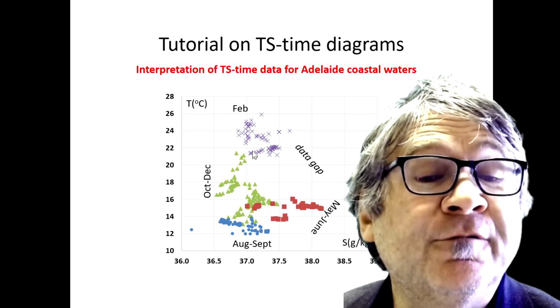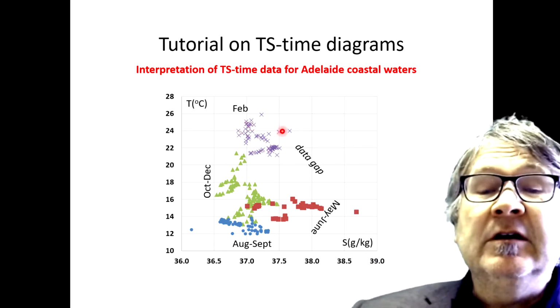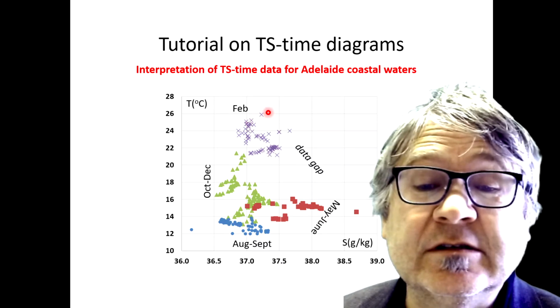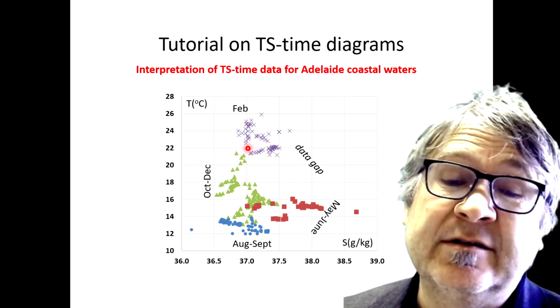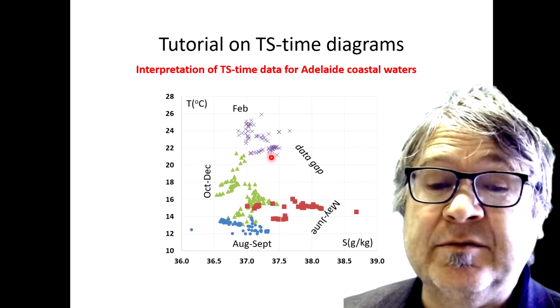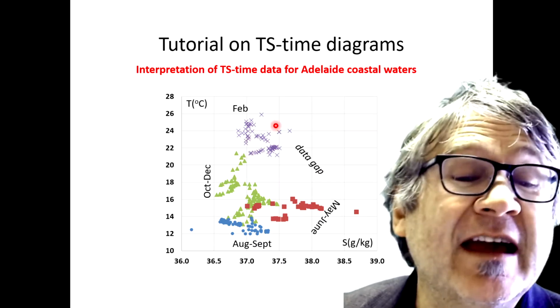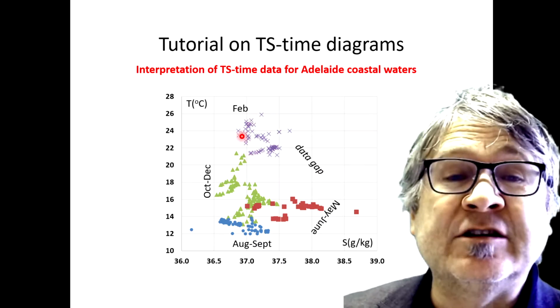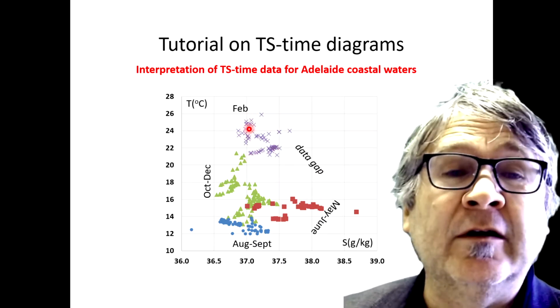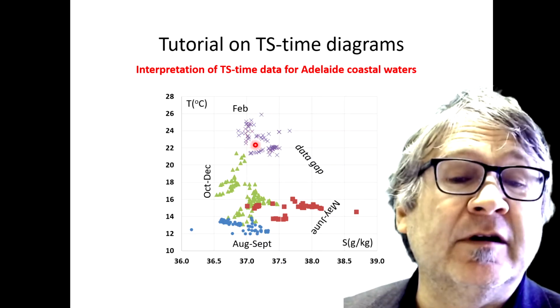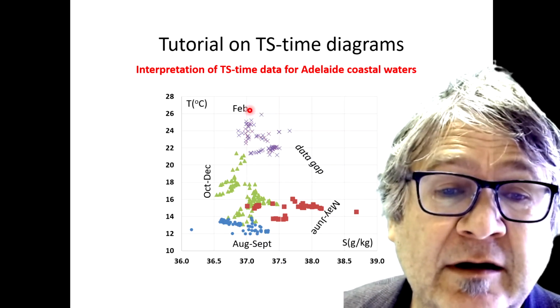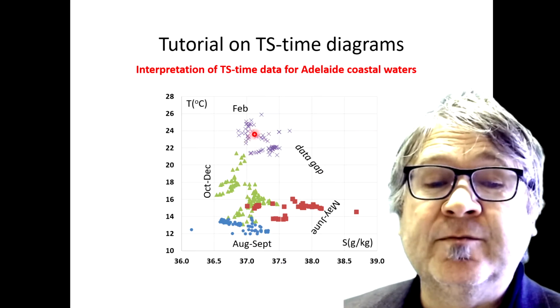You see during February you have the highest temperatures. 25 degrees, 22 degrees, something here. There's quite some variation in here, but that depends on whether you measure in shallow water and deep water, in the northern parts or the southern parts of this zone that I just showed you.